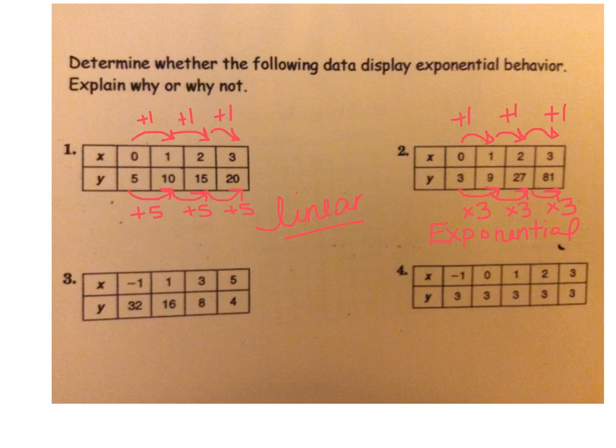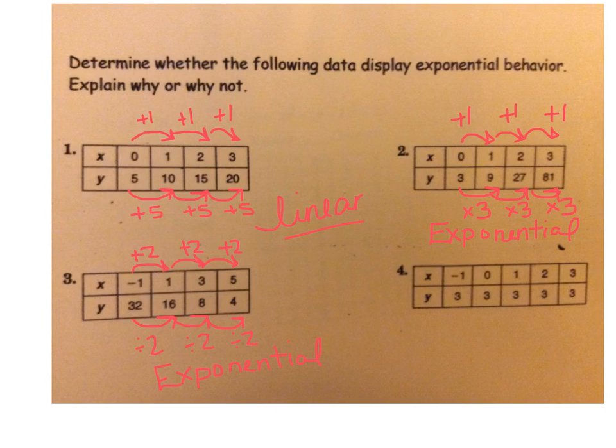Okay, let's look at number 3. So here, instead of going by 1s, we're going by 2s, and that's not a really big deal. So this is going to be +2 and +2 and +2. Okay, now let's take a look at the next one. In this case, we're dividing by 2 to get down. So this one is showing exponential behavior as well because we're multiplying or dividing by a factor.